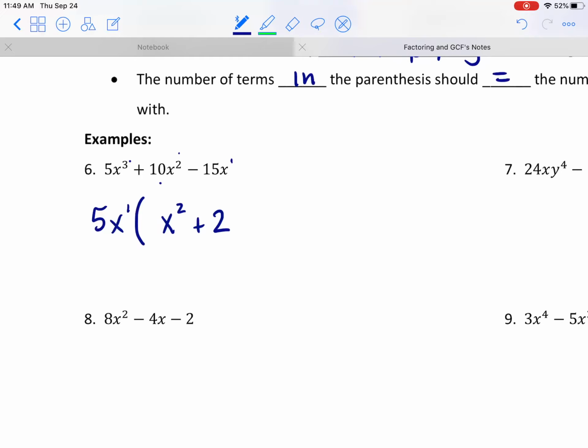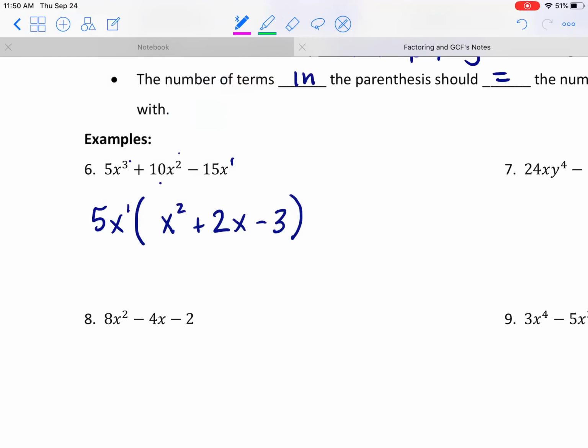How about the next one? 10 divided by 5 makes a positive 2, so I'm going to put a plus 2 there. And if I had 2 x's, but I divide 1 out, I'm going to have 1 left. Again, putting the 1 on the exponent, that's optional. And then lastly, negative 15 divided by 5 makes a negative 3. And if I started with 1x, but I took it out, no x's left with that term, and then we're done. Okay, so there's my answer.